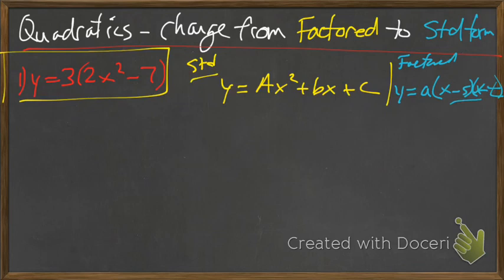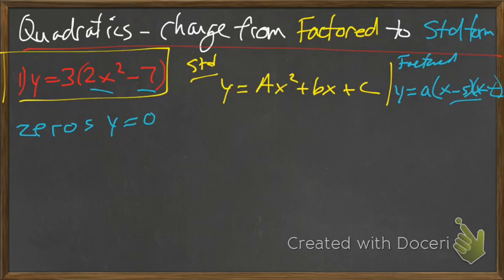What do we have right now? This, to me, looks a lot more like that than it does to this. So we're going to be changing from factored to standard form. How are we going to go about doing that? Well, the first thing we can do in this situation is find our zeros. Keep in mind, zeros is when y is equal to 0.